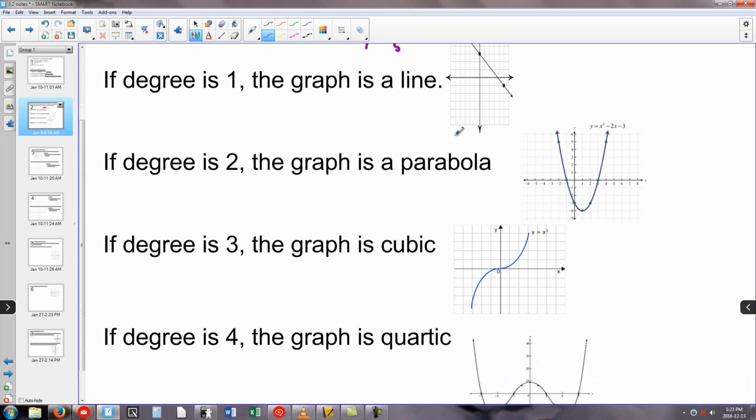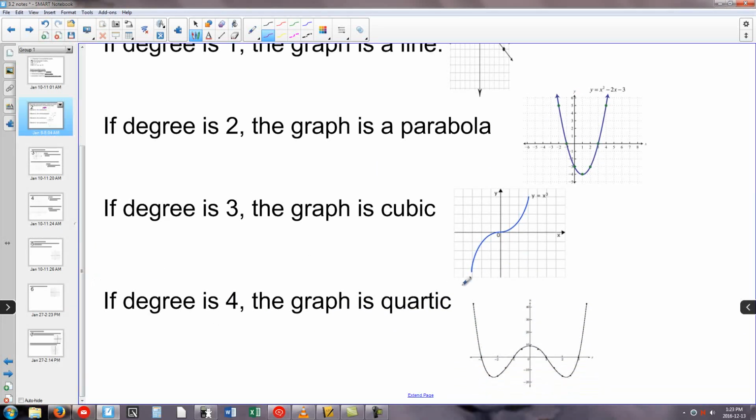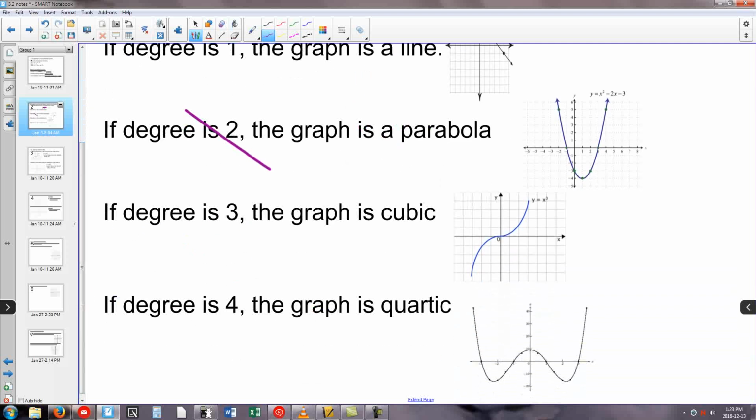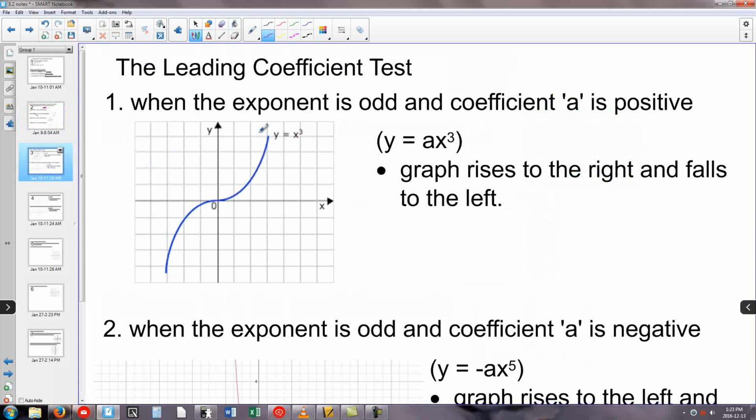Quadratic, which is x squared, would be degree 2, and so we would have a parabola. Degree 3 means we're going to have some sort of a cubic. And degree 4 means we have a quartic, and we're going to be looking for something more like a W or an M if we flipped it upside down. It is possible to have less bumps if we do things a certain way, or depending on what the zeros are.